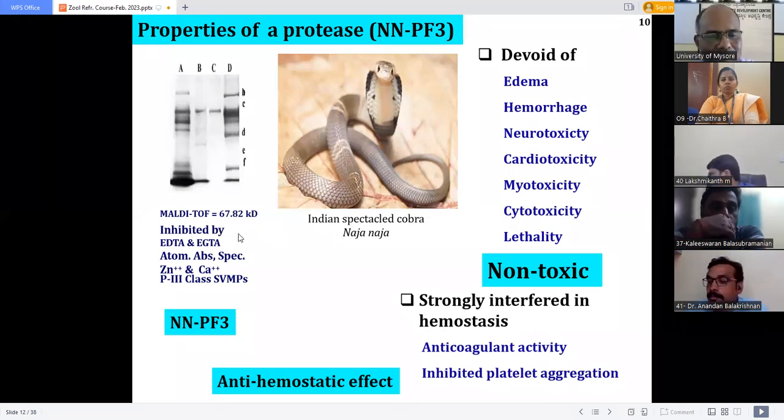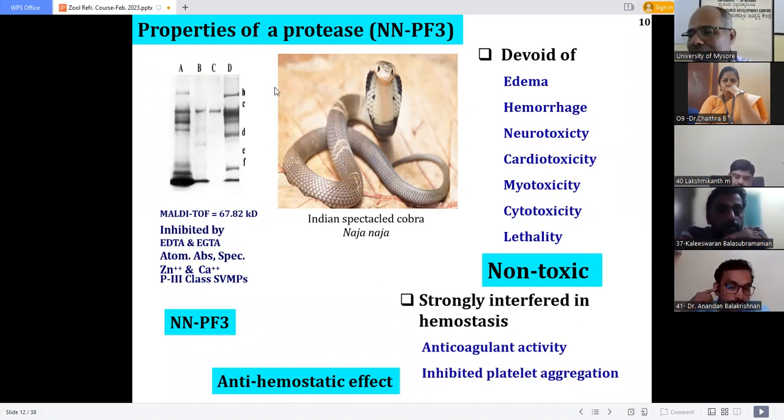And the enzyme activity, it's a protease. It's basically a protease isolated from this venom. And this protease's activity was inhibited by EDTA and EGTA. You know that EDTA is a divalent metal ion chelator. It's a non-specific one. EGTA is specific for calcium ion, is it not? So EGTA can chelate calcium ions. EDTA is a non-specific one. It can chelate any divalent metal ion. So our enzyme is inhibited by EDTA as well as EGTA.